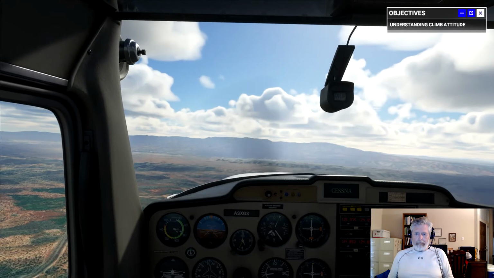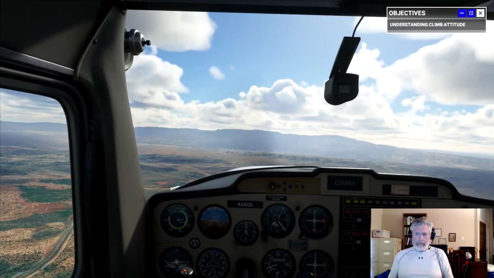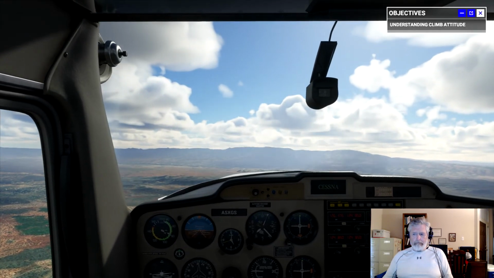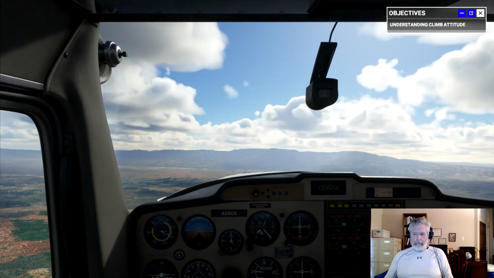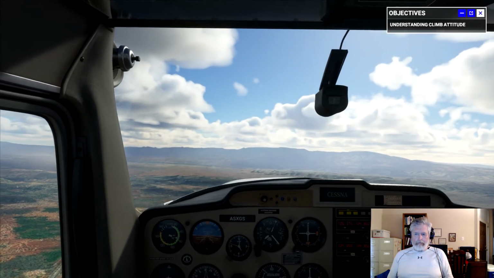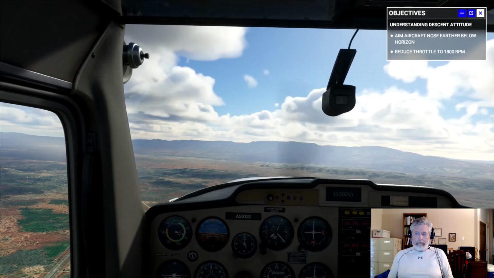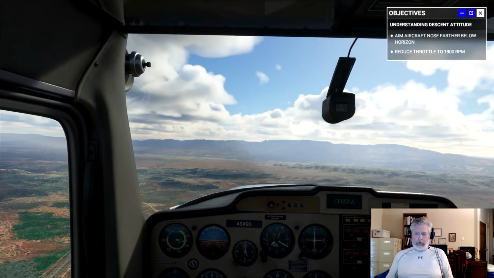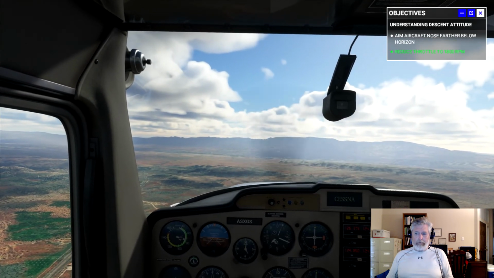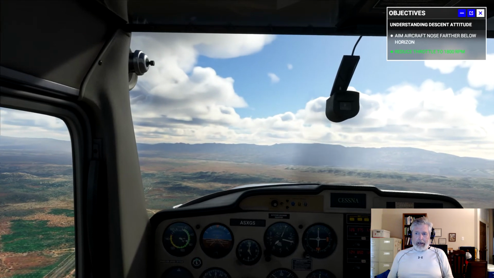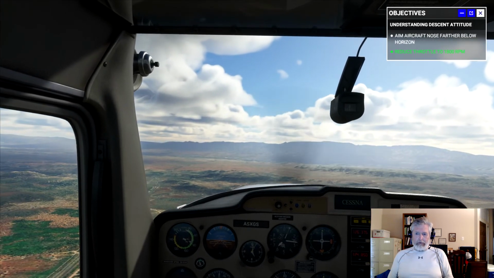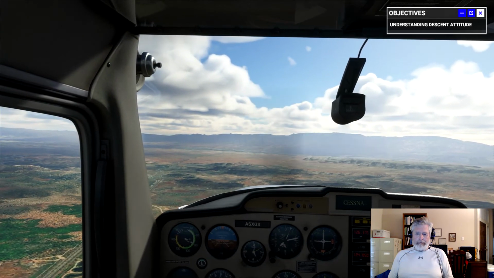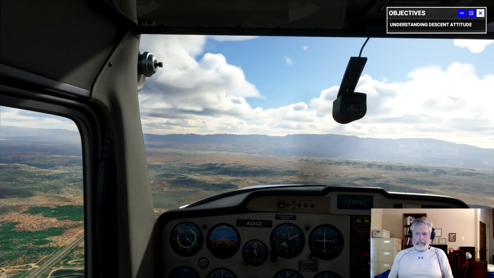Time to move on to the descent attitude. First step is adjusting your power. Reduce your RPMs to 1,800. Next, you'll want to lower the aircraft's nose, just a little farther below the horizon. A little too much throttle or too little throttle. Aim farther below the horizon. With a nose-down attitude, it's no surprise altitude is decreasing and speed is on the rise.